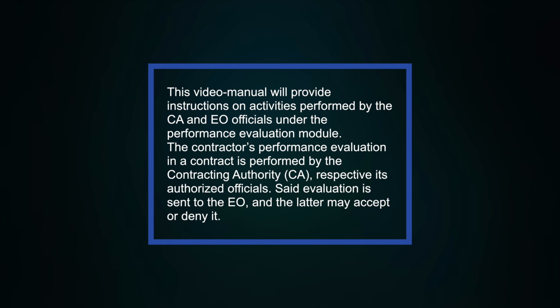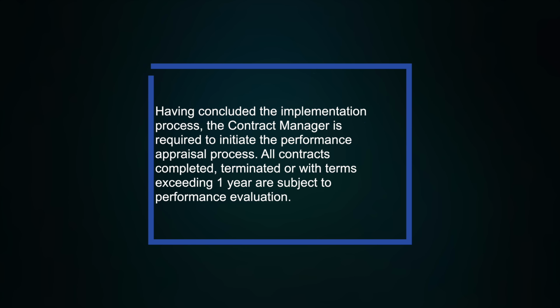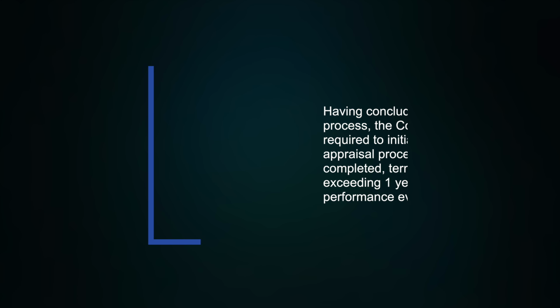The contractor's performance evaluation in a contract is performed by the Contracting Authority, CA, respective its authorized officials. Said evaluation is sent to the EO and the latter may accept or deny it. Having concluded the implementation process, the contract manager is required to initiate the performance appraisal process. All contracts completed, terminated, or with terms exceeding 1 year are subject to performance evaluation.